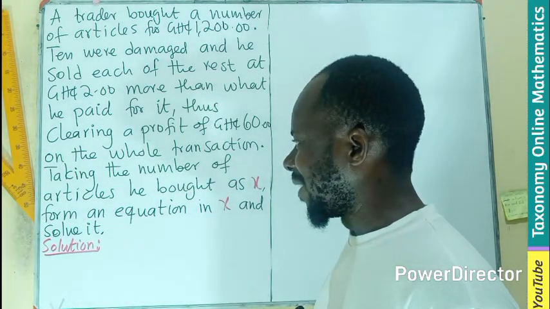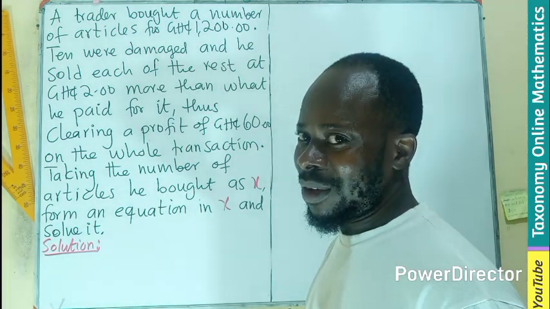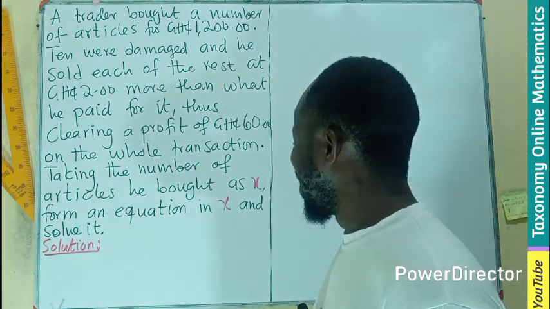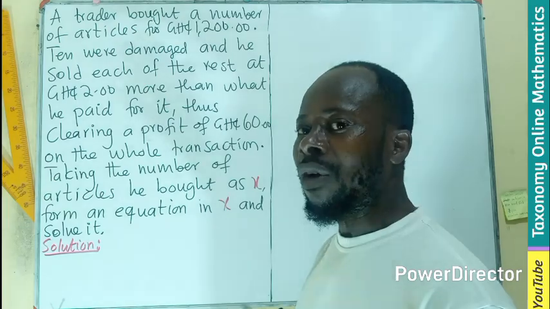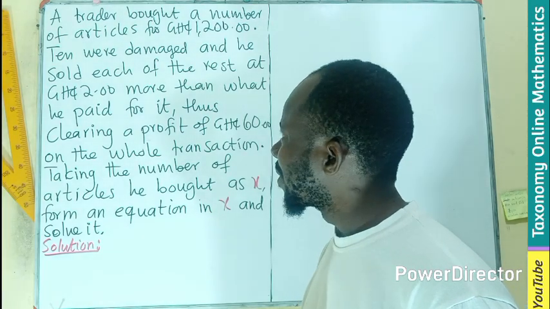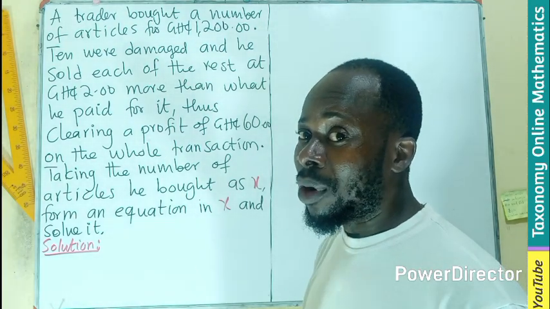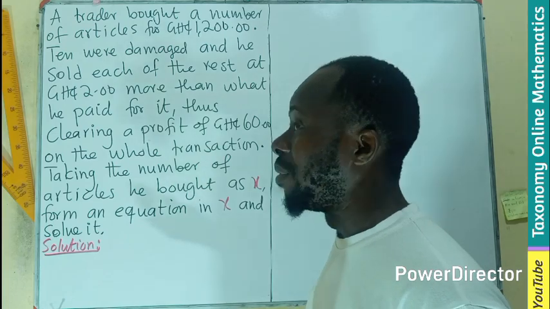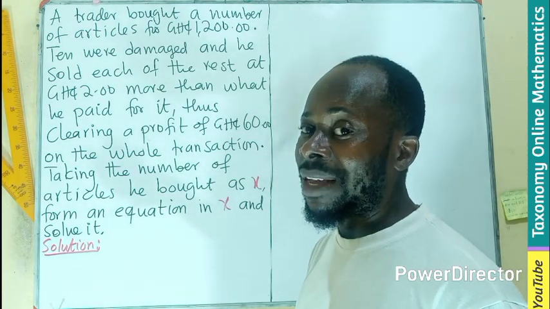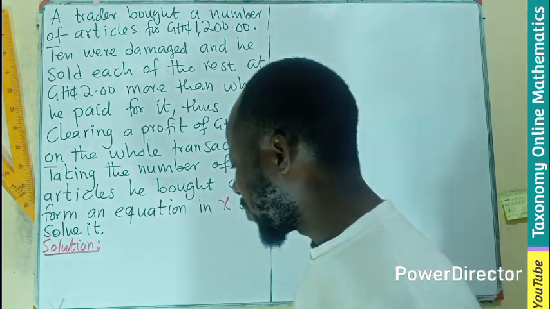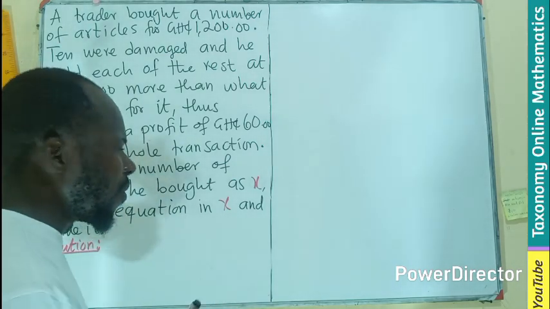Taking the number of articles he bought as x, we have to form an equation in terms of x and solve it. So we are solving for x, which is the number of articles he bought in the beginning. Now, bought simply means that becomes the cost price of the article. So let's use CP for cost price.